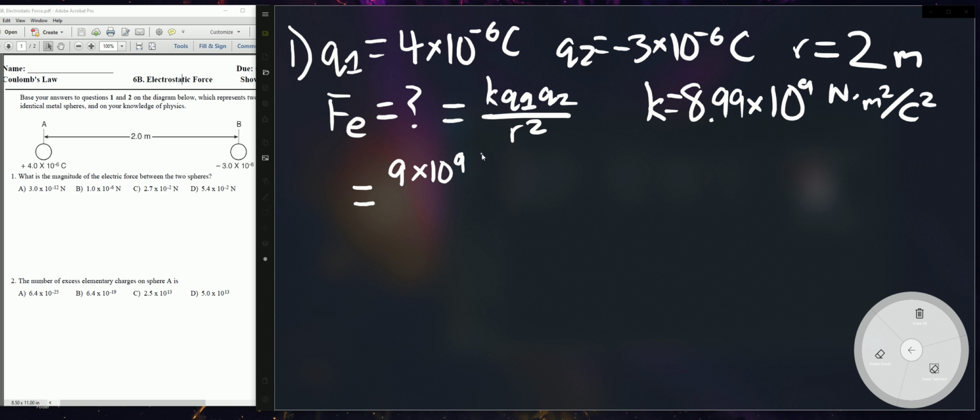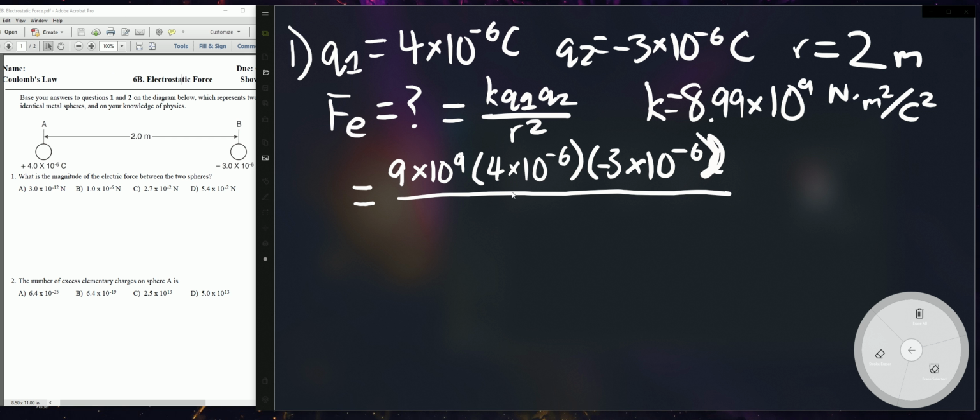9 times 10 to the 9, times Q1, 4 times 10 to the negative 6, and Q2 is negative 3 times 10 to the negative 6. I don't really need coulombs there, so let's just ignore it. And r squared is 2 squared. Now, there's an easy way to do this without a calculator. Of course, you can always use a calculator, but to do this without one, you can separate all these numbers. You can do 9 times 4 times negative 3, pulling out all the individual numbers, divided by 4, because 2 squared is 4.